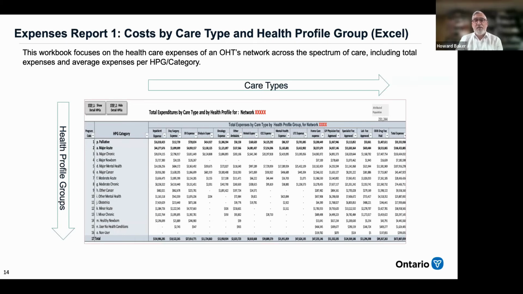So you'll see, for example, inpatient care costs, day surgery, ER expenses, etc. You'll also notice that this report breaks these costs down by row into health profile groups or categories. Next slide, please.